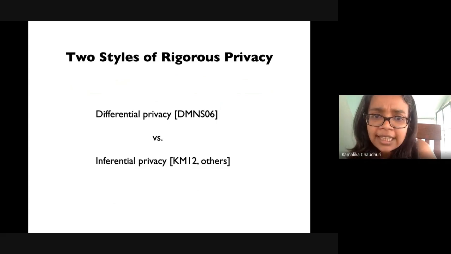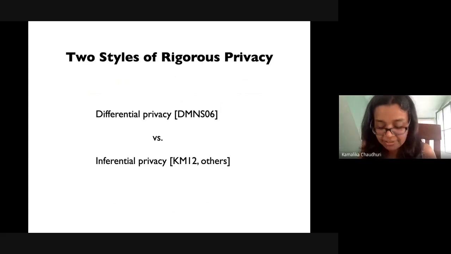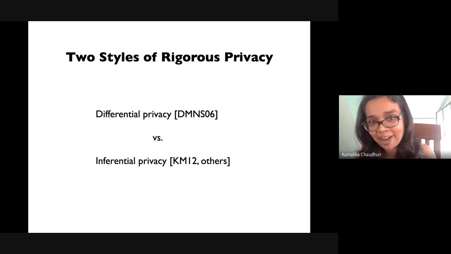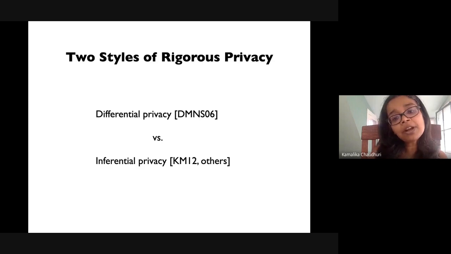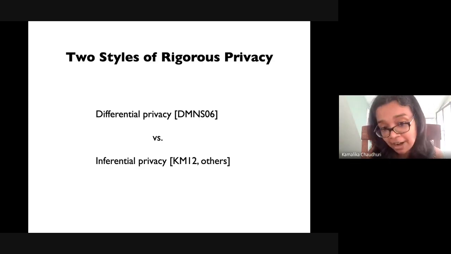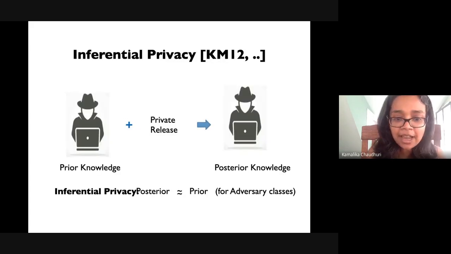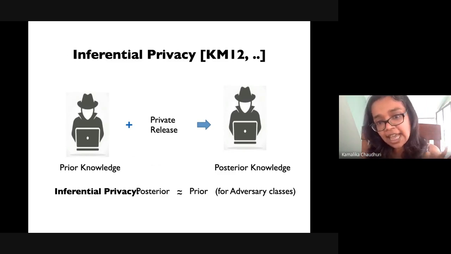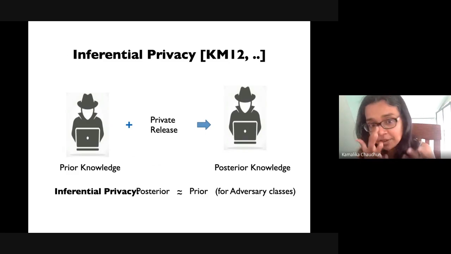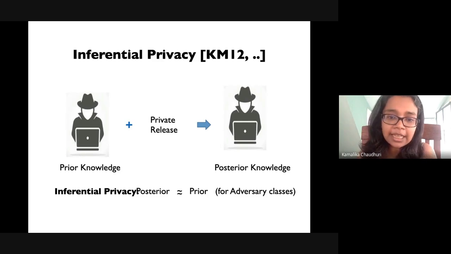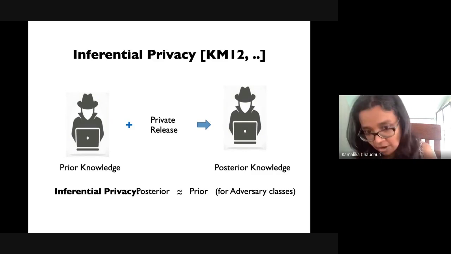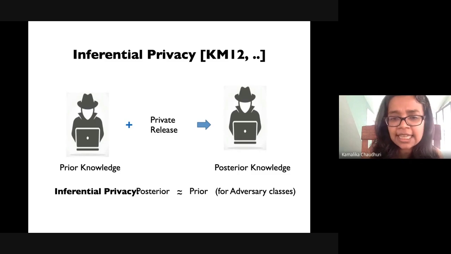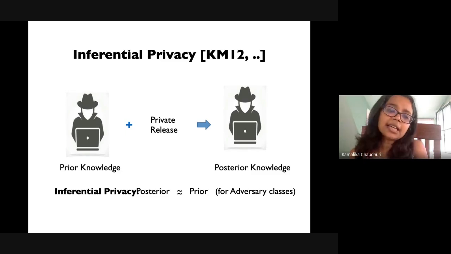Okay, so as you all know, for data privacy style problems there are really two main styles of rigorous privacy definitions that have emerged. Of course, the most popular one, which is basically the gold standard right now, is differential privacy. But on the other hand, we also have what is called inferential privacy. So what is the difference? In inferential privacy, the idea is the following. The adversary has some prior knowledge. There is some private release, some release based on sensitive data. And then the adversary can combine their prior knowledge with this private release to get some posterior knowledge. And what inferential privacy says is that, for certain classes of adversaries, their posterior knowledge should be more or less the same as their prior knowledge.